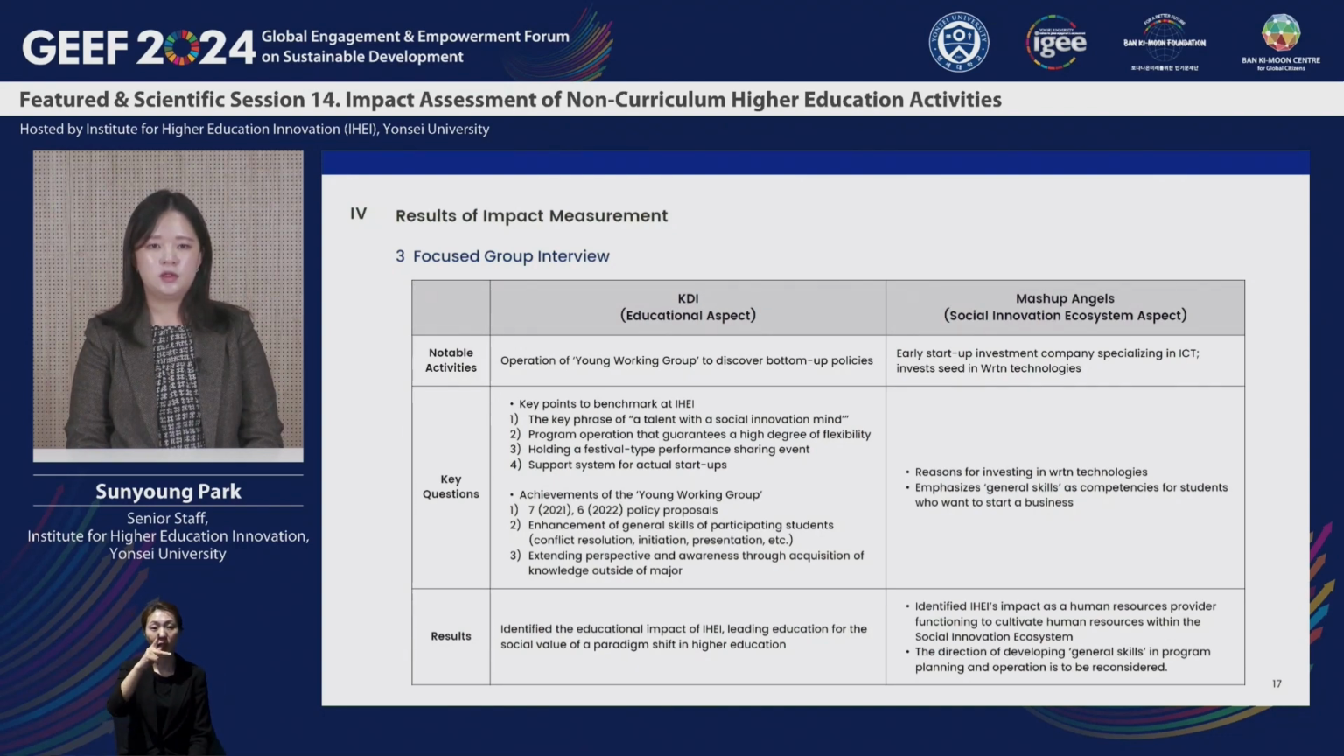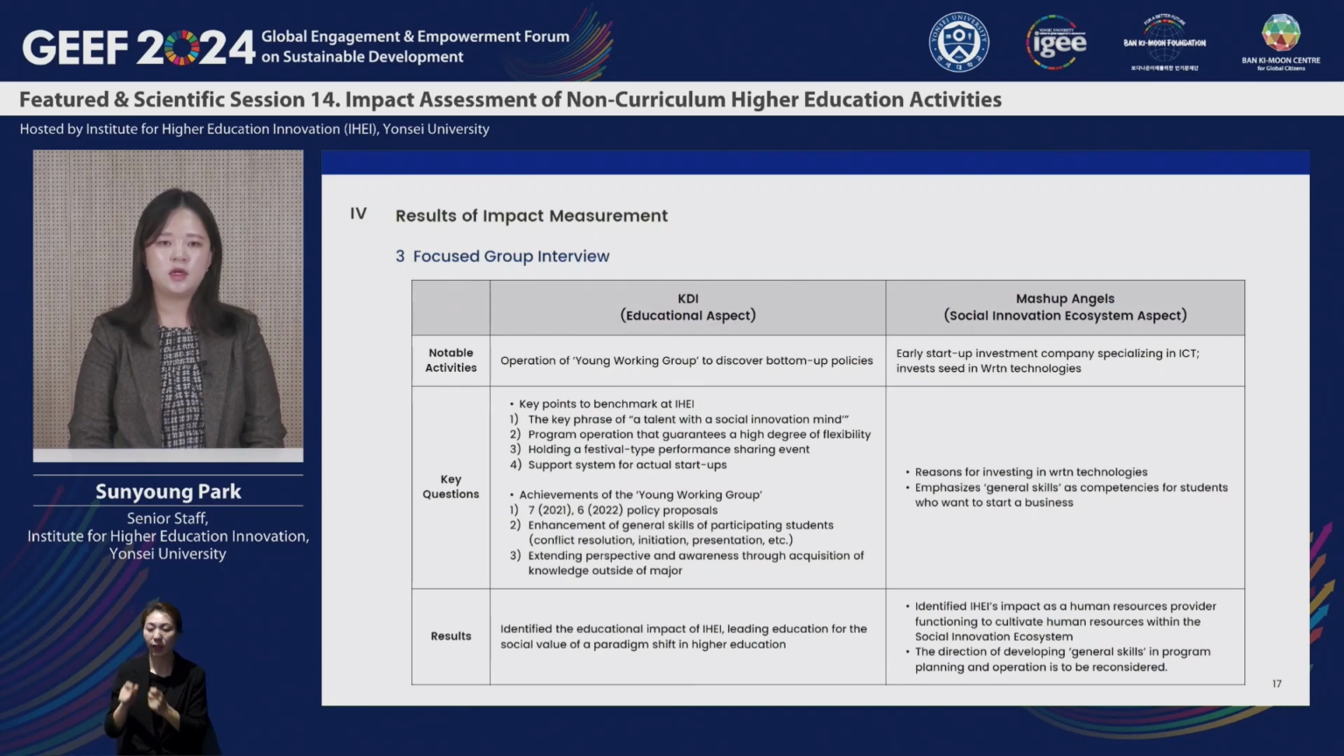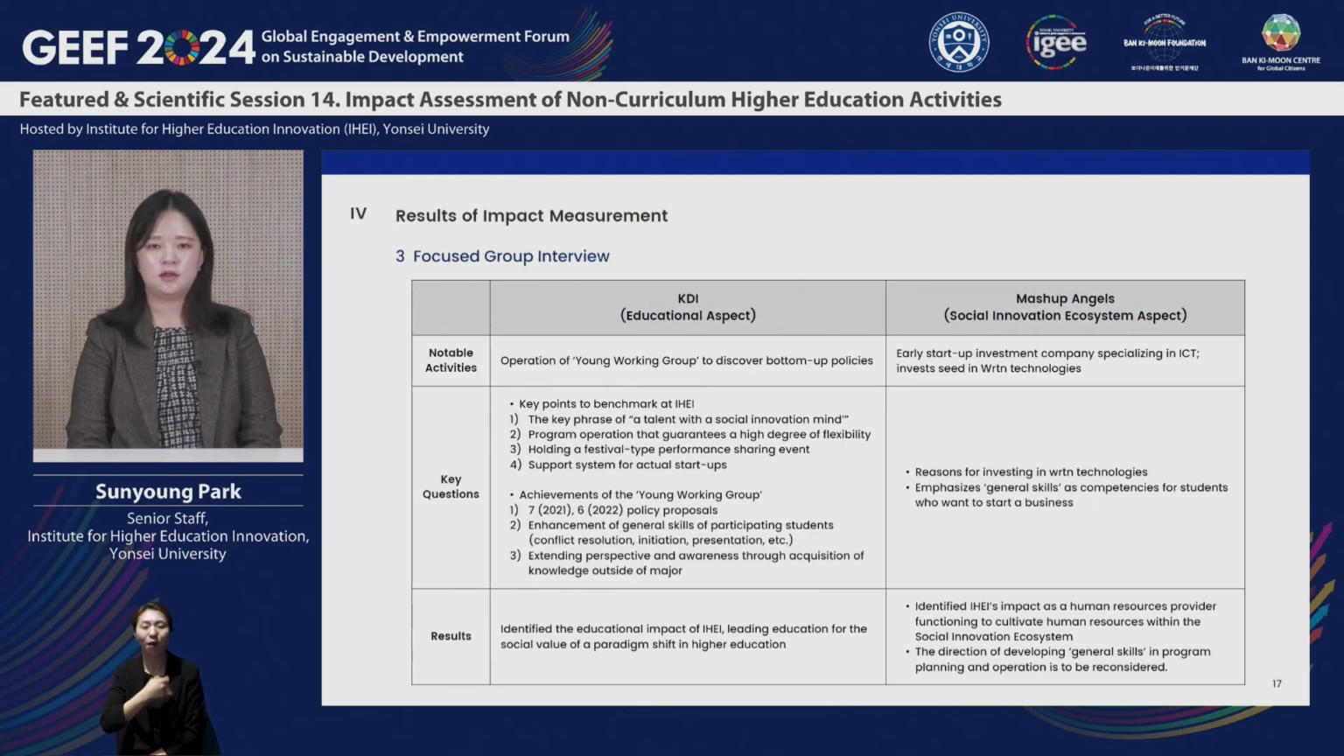The reason for selecting KDI as our interview target was their alignment with the vision of the Higher Education Innovation Institute, IHEI, during the planning of their Young Working Program, a policy exploration program currently underway at KDI, which led them to benchmark our workstation program through interviews with IHEI. The main question asked during the FGIs revolved around benchmarking points and the resulting outcomes of the program. Through these interviews, we were able to confirm the educational impact contributing to the paradigm shift in higher education.